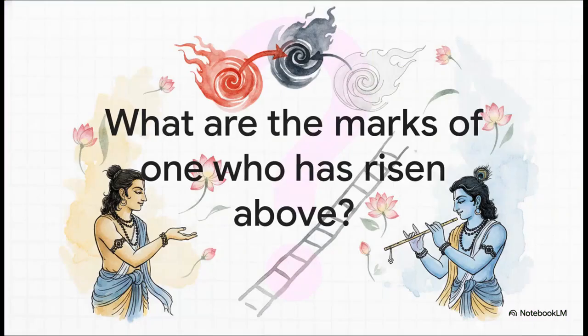Seeing this endless, exhausting cycle of reincarnation, we naturally hit the critical pivot point of the chapter. Arjuna asks the exact question we're all wondering right now. What are the marks of a man who has risen above the three qualities? What's his conduct? And how does he actually go beyond them? In other words, how does someone behave when they've completely stepped off this karmic ladder?